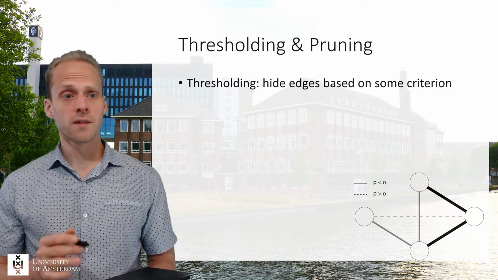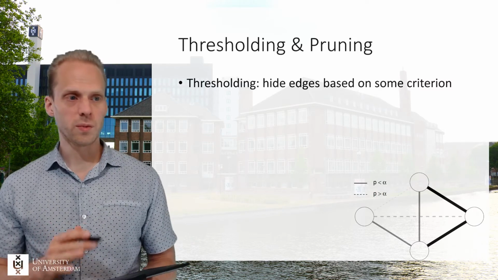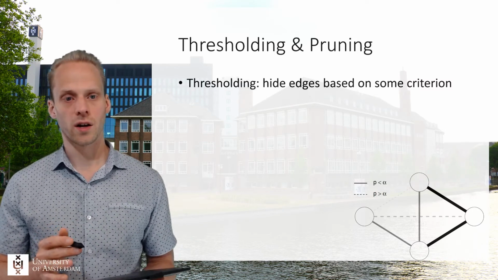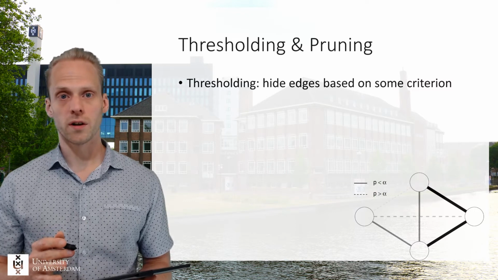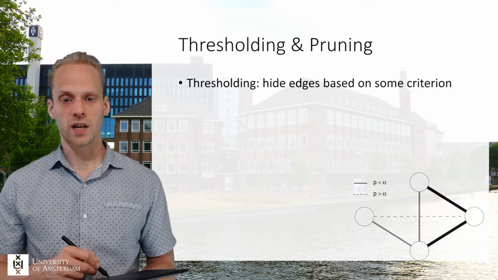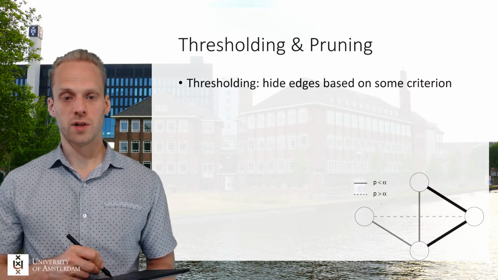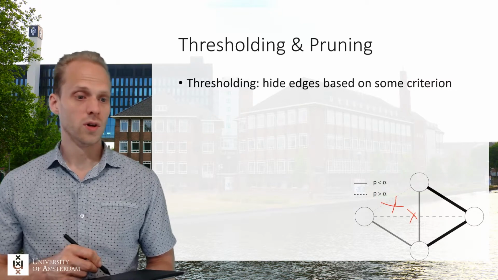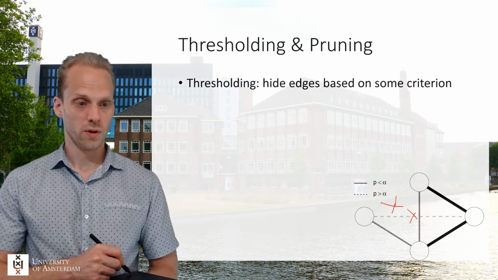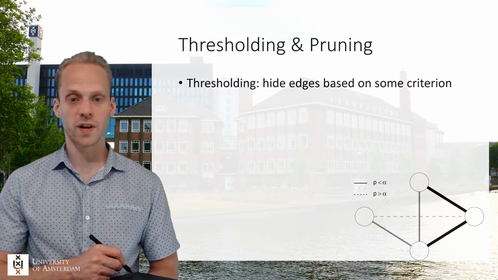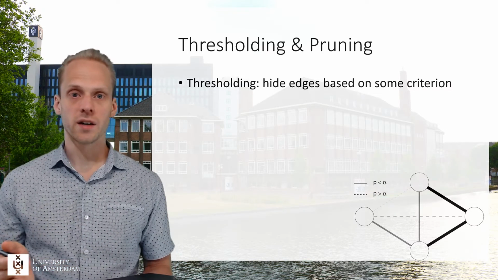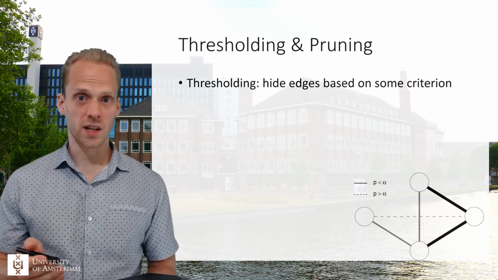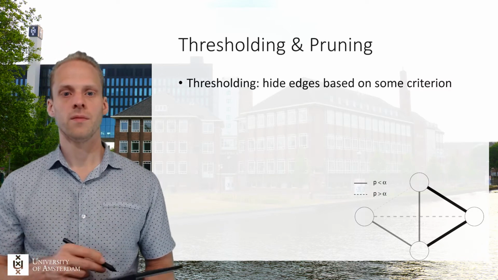So that's the idea. And in thresholding, we simply hide edges that do not meet some criterion. So we can estimate a network and then simply hide these so that they're not visible, but we don't necessarily refit the model. So that means that in the model that we estimated, these edges are still there, you just don't see them in the network and we treat them as 0.